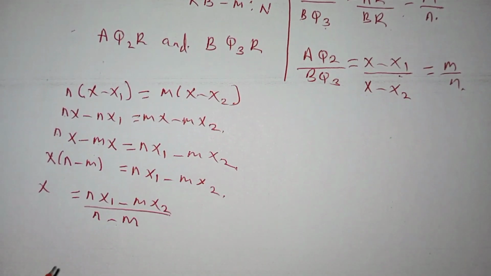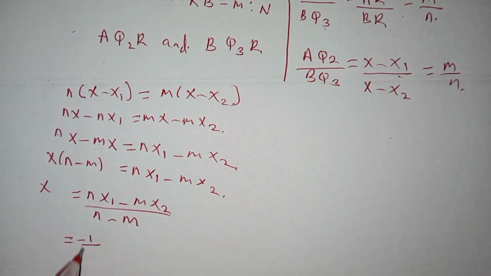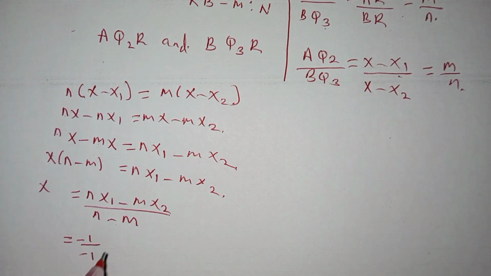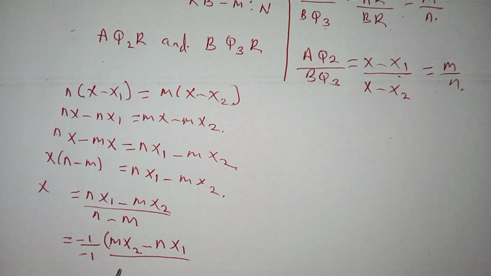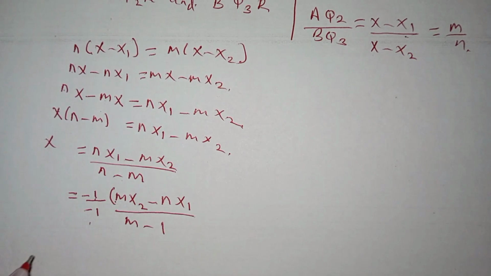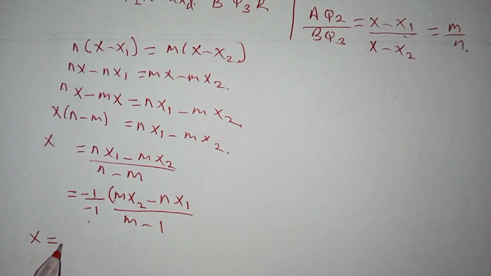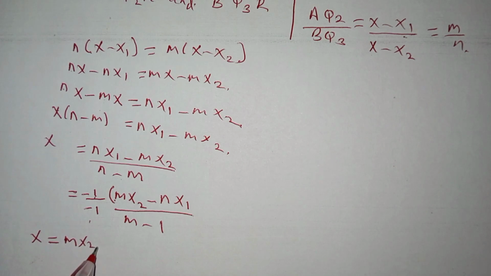This can be rewritten: we can multiply the numerator by -1 and the denominator by -1, so that we are going to have mx2 minus nx1 divided by m minus n, and the -1 will cancel out, and our x will be equal to mx2 minus nx1 divided by m minus n.